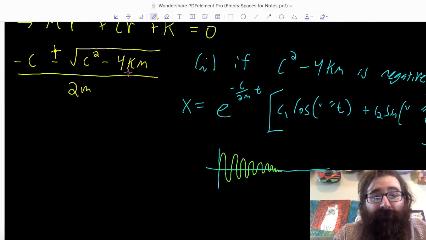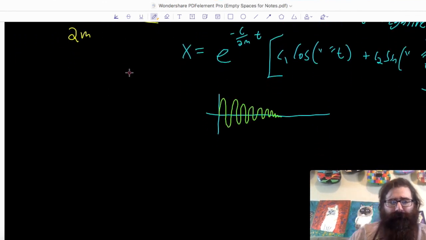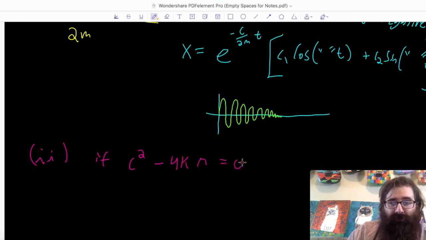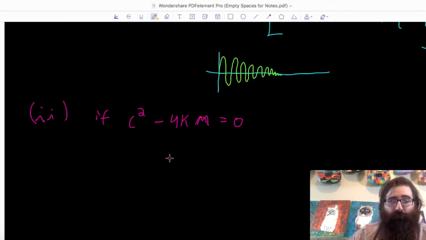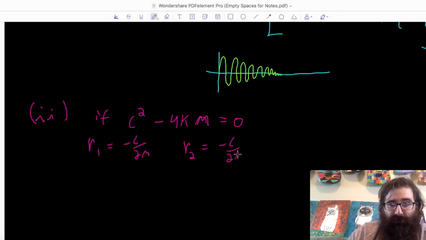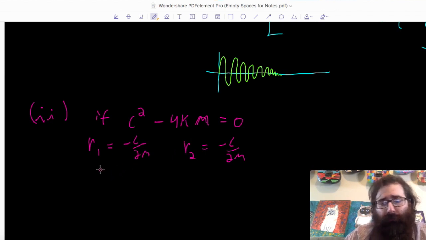Now, what if the stuff under the square root is 0? So what if c squared minus 4km is equal to 0? Well then, in this case, I'm just left with negative c over 2m for the roots. So I get this repeated root: r1 is negative c over 2m, and r2 is negative c over 2m. And when I go to build my solution, we have to be careful with the repeated roots.